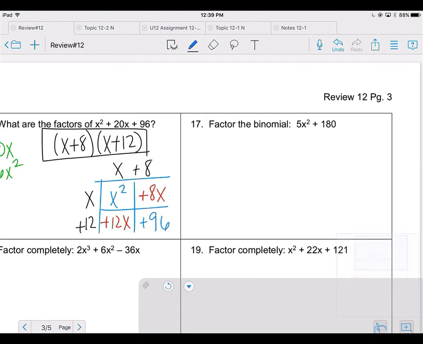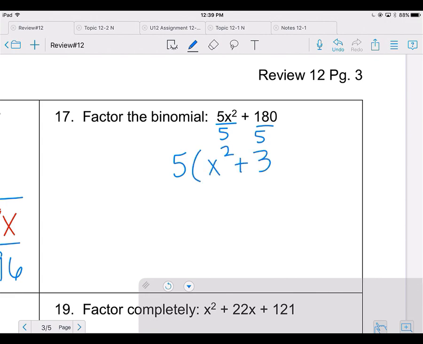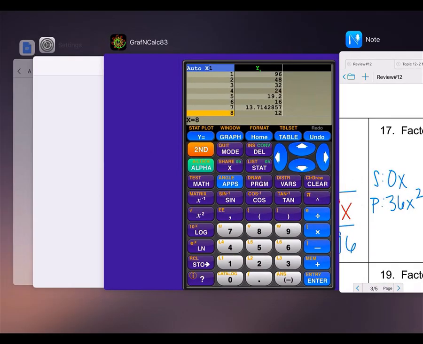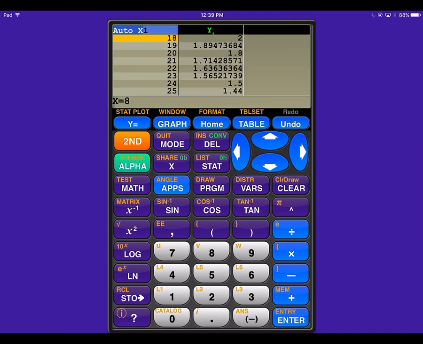Problem 17 asks me to factor the binomial. The first thing I notice is that I'm going to have a GCF because the number in front of x squared is not a 1. So I factor out the x, and I get x squared plus 36. So I'm looking for a sum of 0 x's and a product of 36x squared. So two numbers that will cancel out, but also multiply to a positive 36.